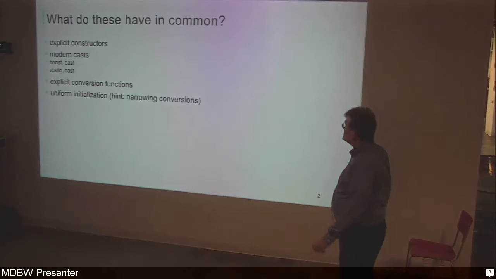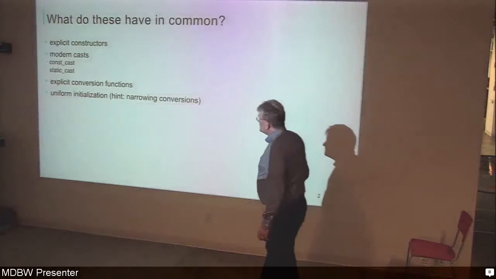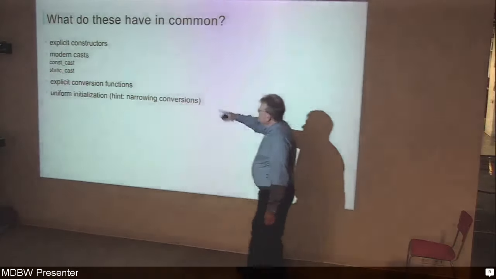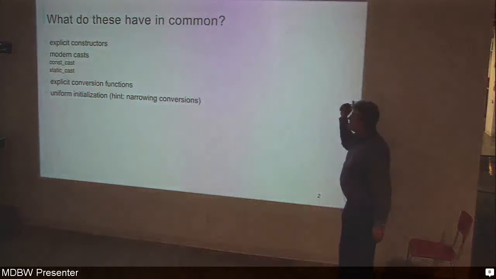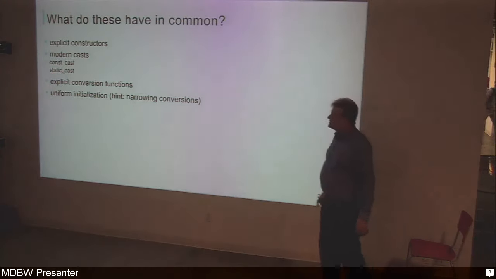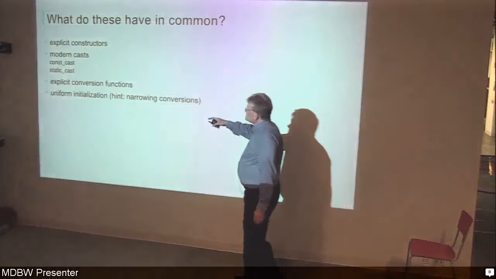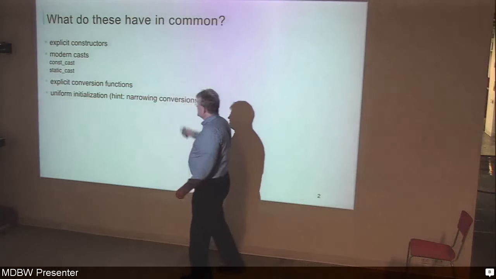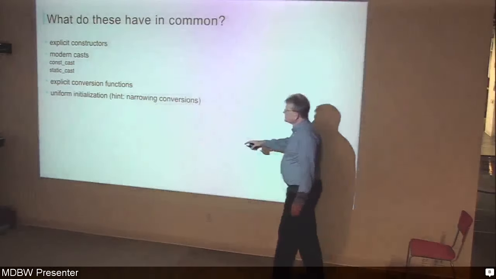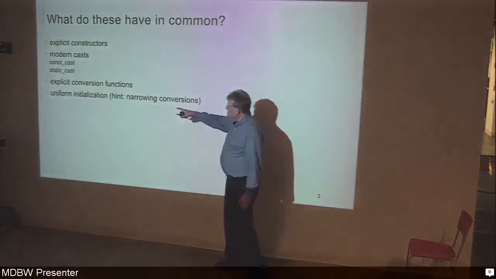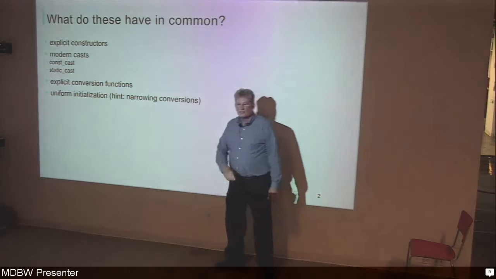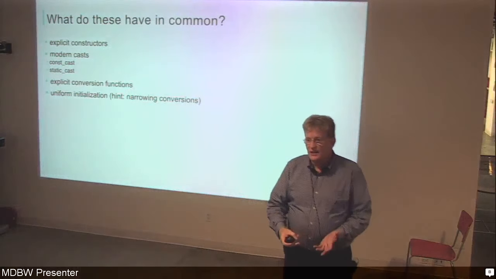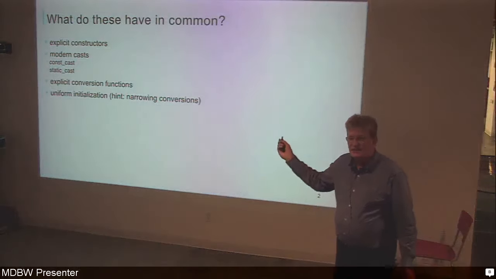But anyway, I want to start out in a way that he didn't start out at all. So we're kind of off in another area. I want you to look at these things and think about them and see if somebody can tell me, what do these things have in common? Explicit constructors, modern casts, specifically const_cast and static_cast, explicit conversion functions, and uniform initialization, and particularly the narrowing conversion part of this. Anybody have an idea about what these things have in common?